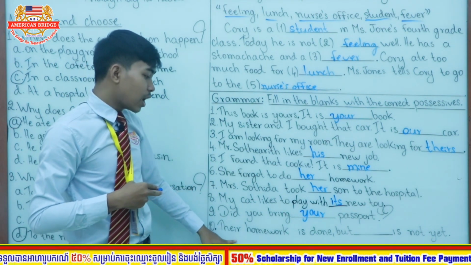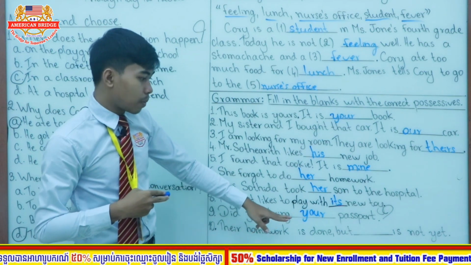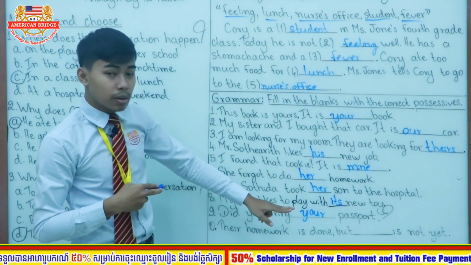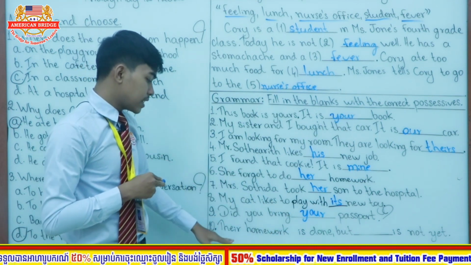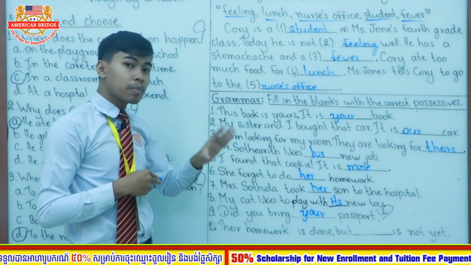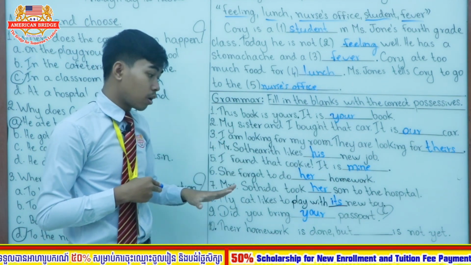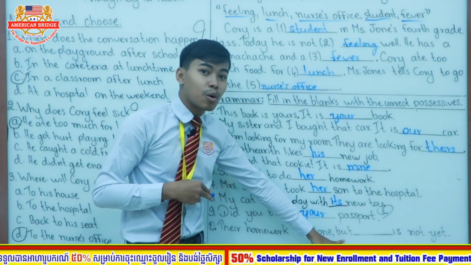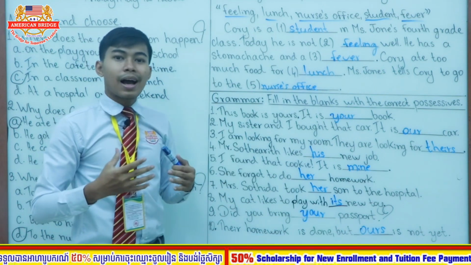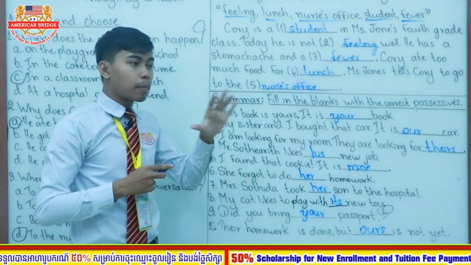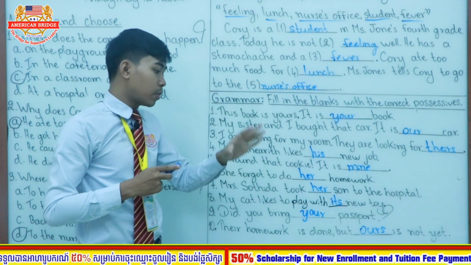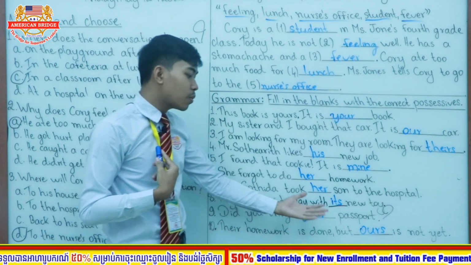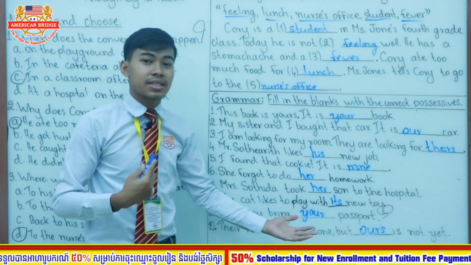Number 10. Their homework is done, but blank is not yet. So here, their homework is done. It means that those people have finished their homework already. But what? But ours is not yet. So I and my friend are talking about those people who have finished their homework, but my friends and I, it means ours is not yet. It means that our homework is not yet done or is not yet finished.